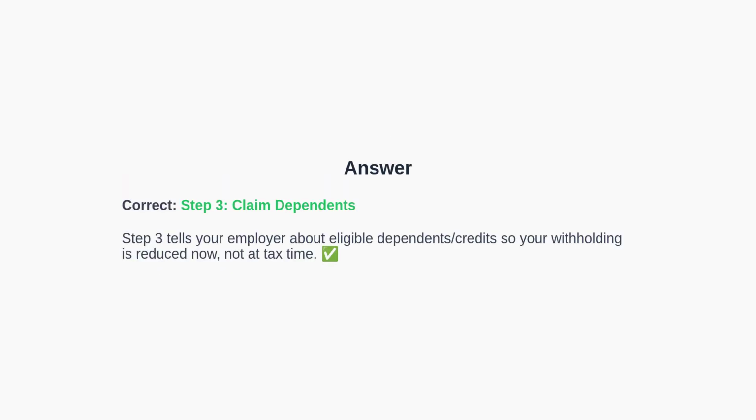The correct answer is Step 3, claim dependents. This step communicates eligible dependent credits, such as the child tax credit, to your employer, allowing your withholding to adjust during the year. With quizzes complete, let's cover penalties and discipline to keep your strategy safe.